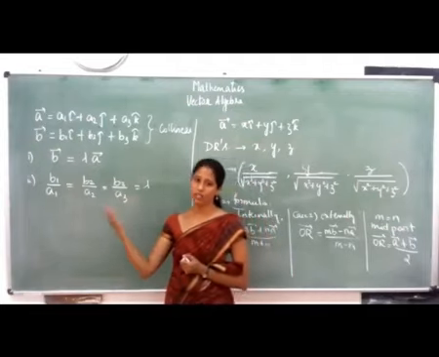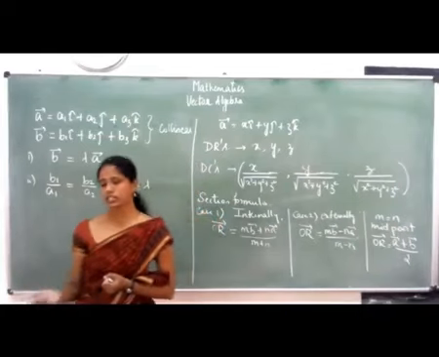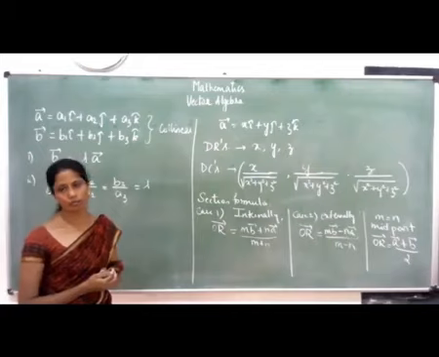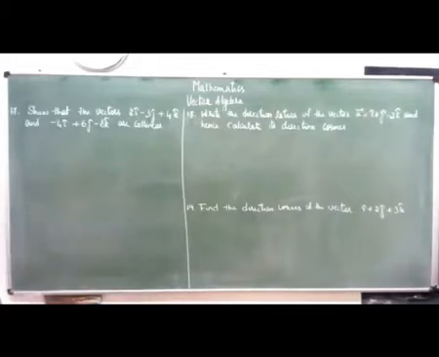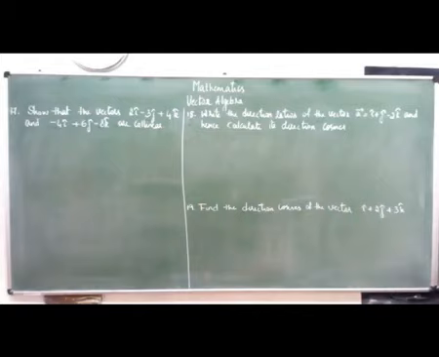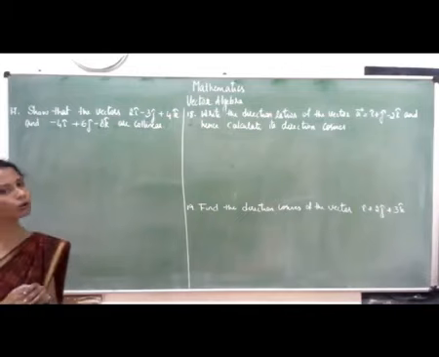With this, and the formulas I have listed before this, we are going to proceed with the problems. Let's take up the first question of today's class. Show that the vectors 2i cap minus 3j cap plus 4k cap and minus 4i cap plus 6j cap minus 8k cap are collinear.